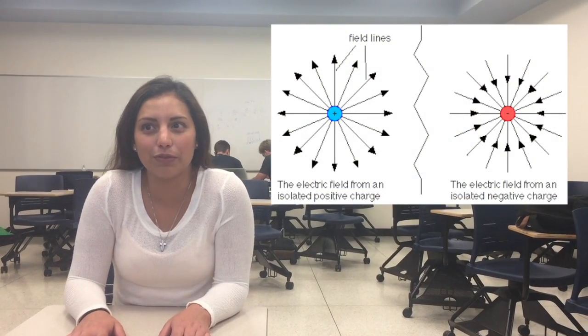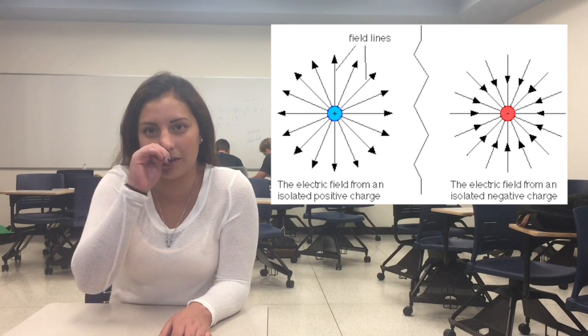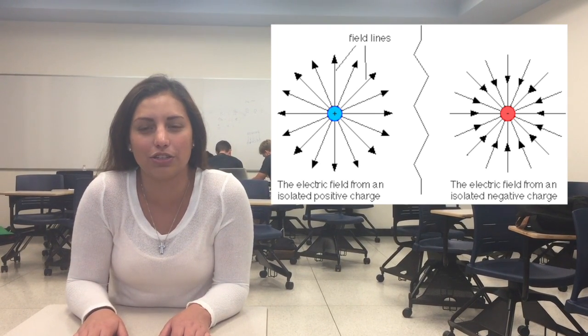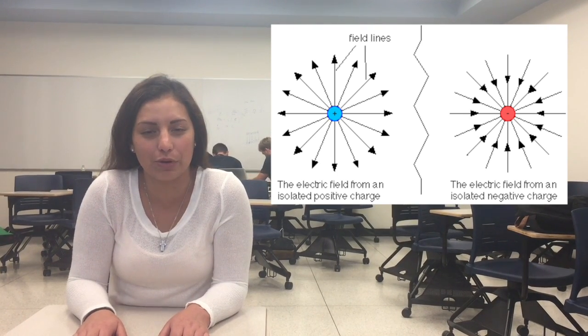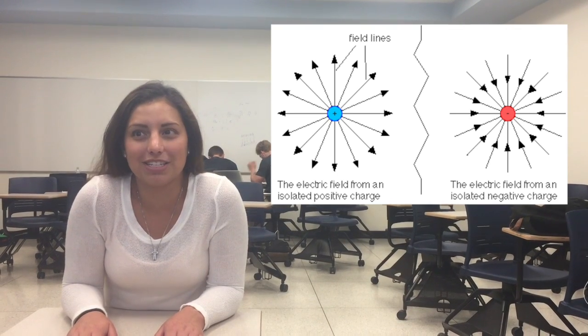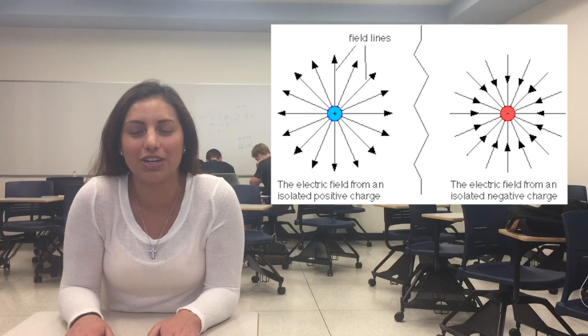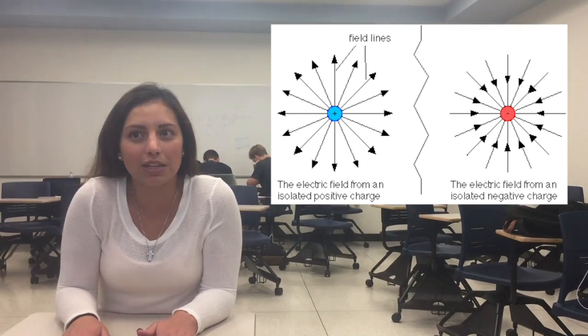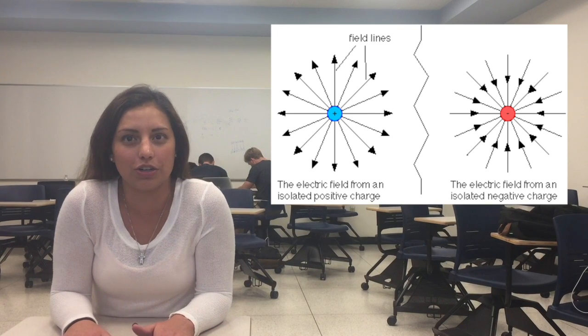Electric fields apply forces to other particles around them, but the direction of this force is dependent on whether the charge creating the electric field and the charge receiving the force are positive or negative. If the charge creating the electric field is positive, the electric field will point radially away from the charge. But if that same charge is negative, the electric field will point radially inward toward its own charge.